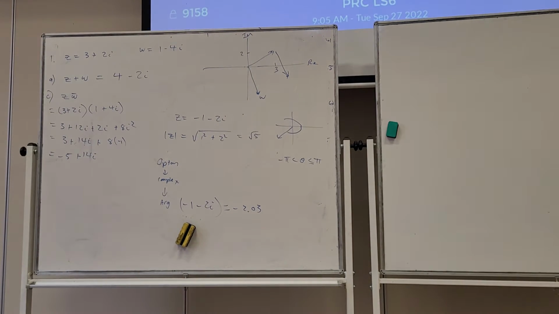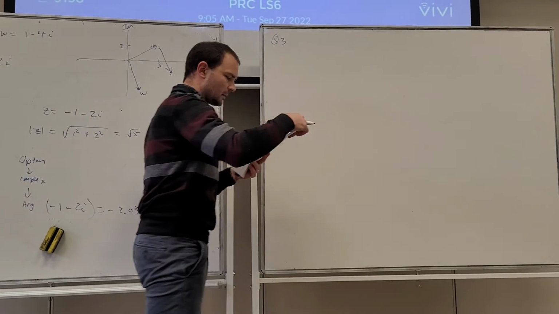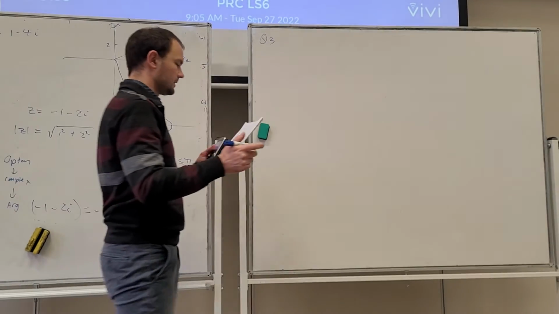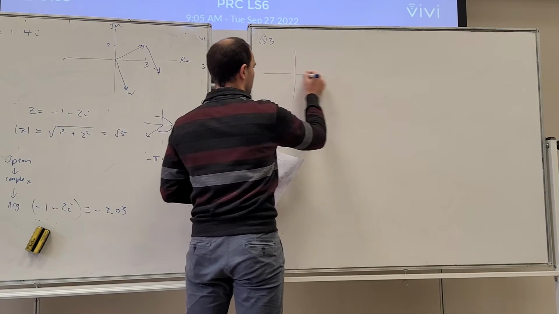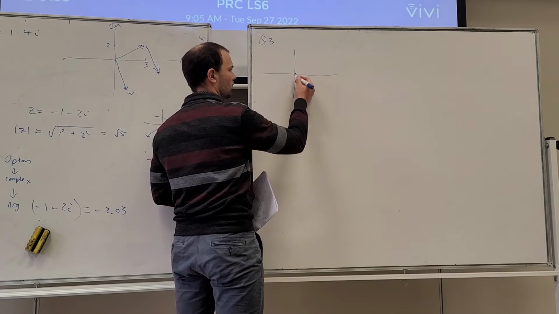All right. Question 3, we start talking about some loci and some regions. The first one is, on the argand plane, sketch the region such that the modulus of z is less than 2. All right, so here's our argand plane, and we're drawing a complex number from here. It could be in any direction.